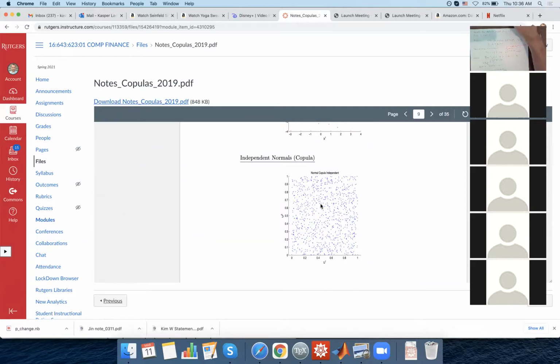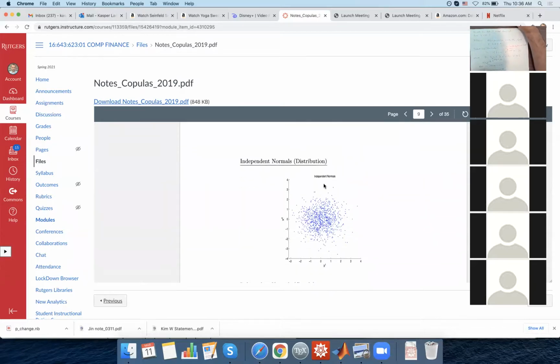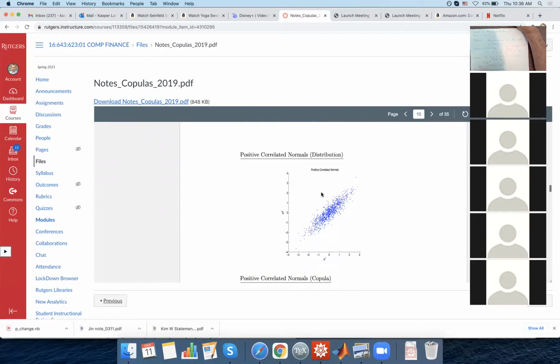Then we move on. We can now do the same thing, but instead of having independence between the normals, we can put in a correlation parameter. So here I put in, I forget what it was, 0.8, I think. So we have now positively correlated normals. So you get something that looks like this on a diagonal.